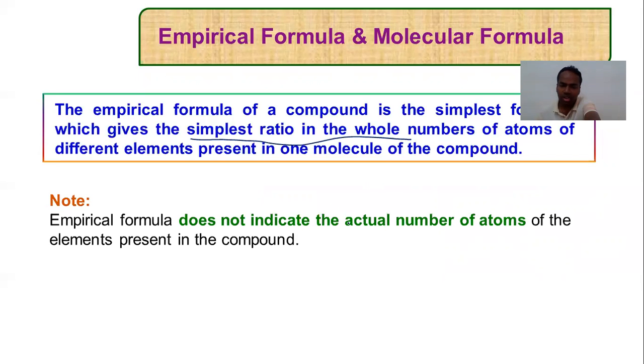The empirical formula does not indicate the actual number of atoms. As an example, just now we discussed that the molecular formula of glucose is C6H12O6.